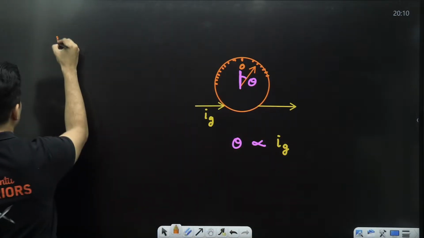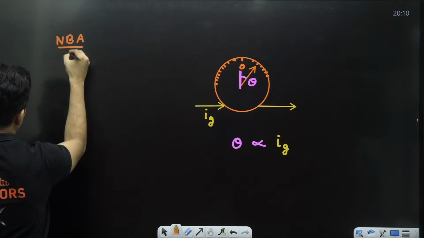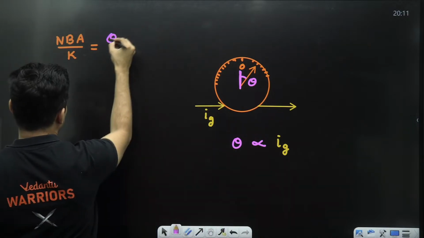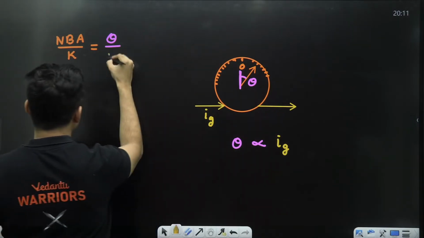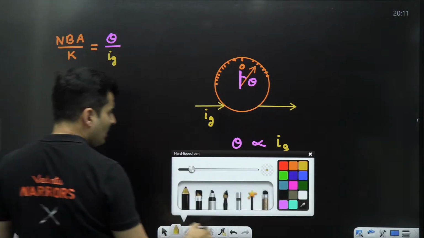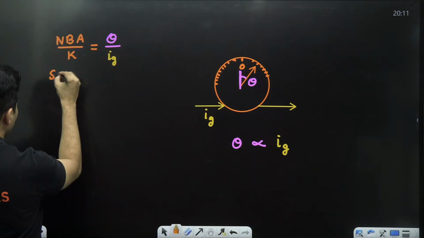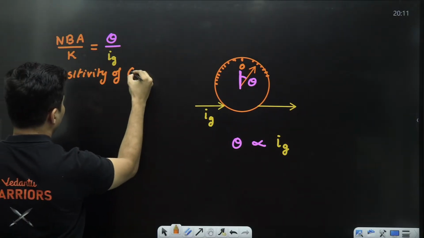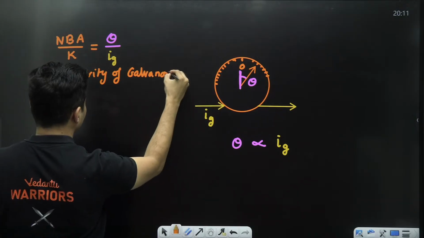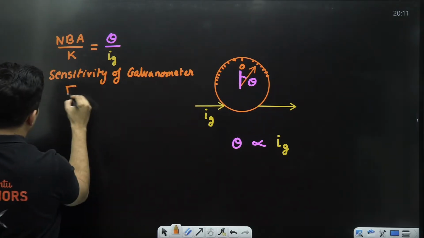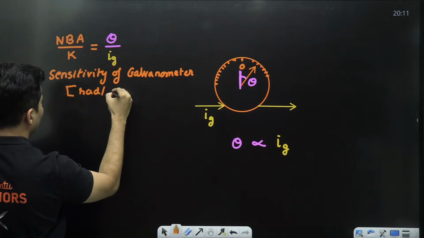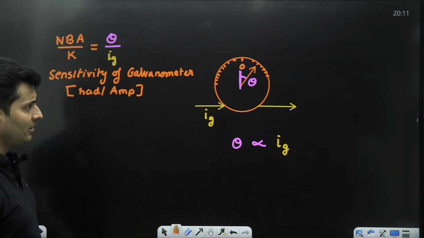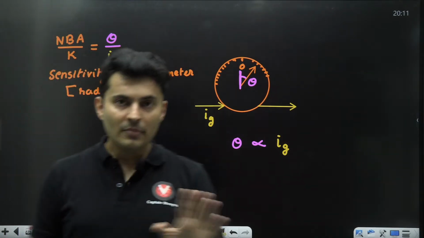Now this constant NBA by K will be how much deflection is there per current. This is called the sensitivity of galvanometer. Basically, how many radians is deflected per unit ampere. For an ampere, if it deflects more, it has more deflection. Is that okay? Keep that in mind.